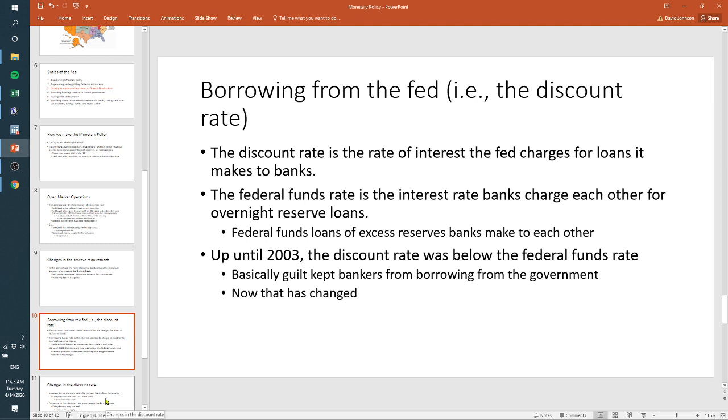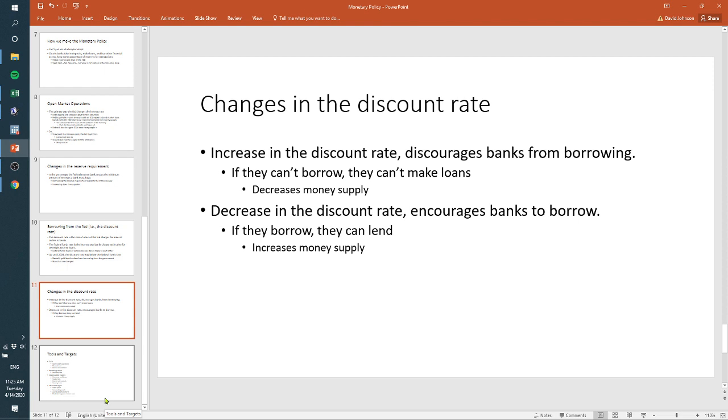All right, so how do changes in the discount rate actually relate to expansionary and contractionary monetary policy? Well, basically, it works like any other interest rate. So if you decrease the discount rate, it's going to encourage banks to borrow. If banks can borrow, that means they can make a lot of loans out, and that's going to lead to increases in the money supply.